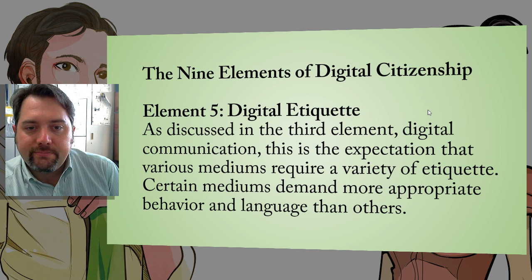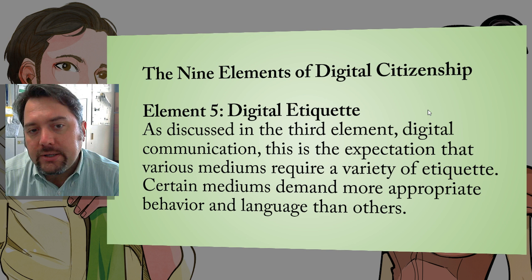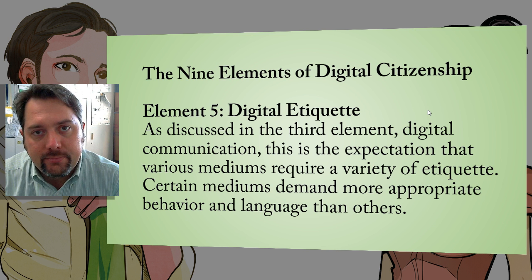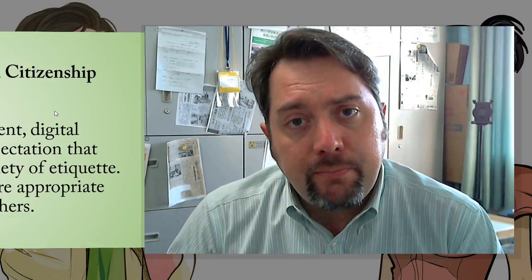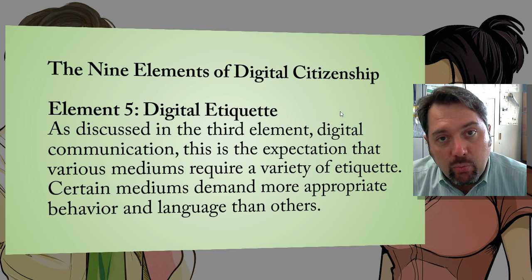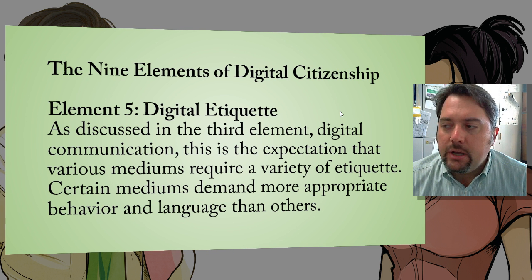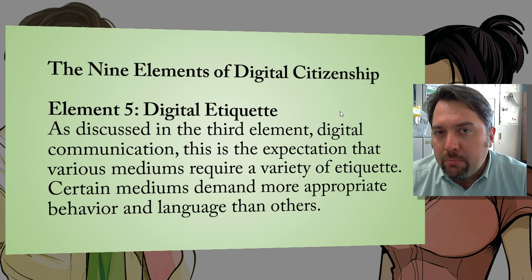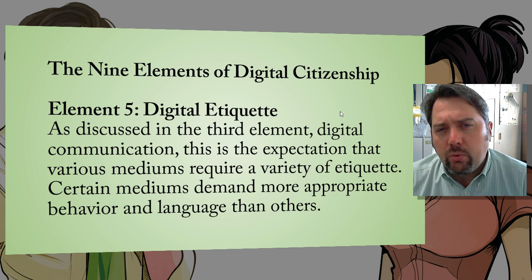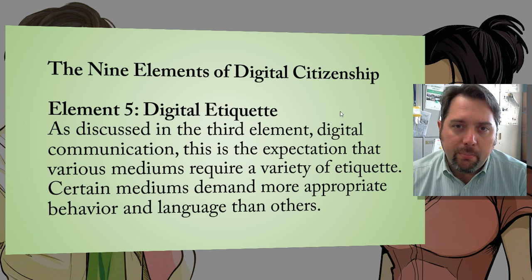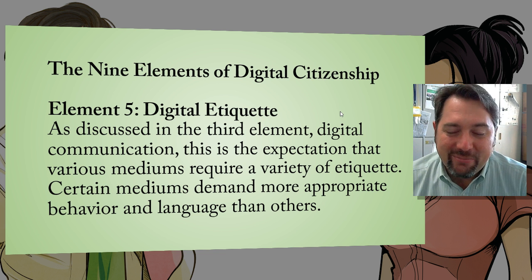Next element, which we touched on earlier, is called digital etiquette. Now, etiquette is a word basically meaning manners, having good manners. And here in Japan, there is a lot of digital etiquette when using your phone, especially around others. A lot of people in Japan don't talk on their phone when they're on a busy train or in a bus. In America, we talk whenever we want, basically.